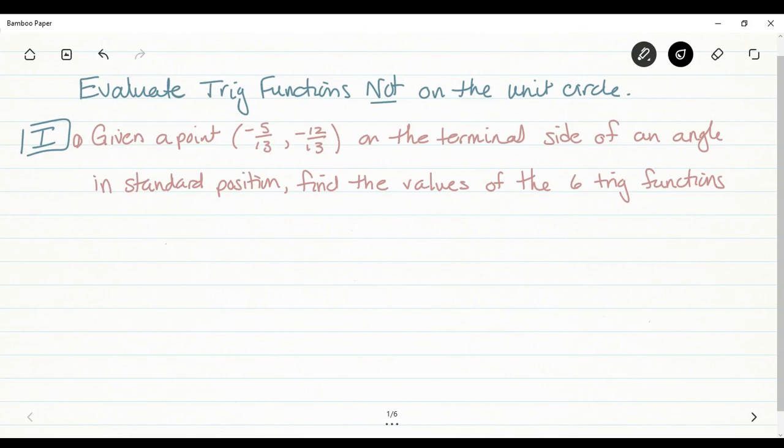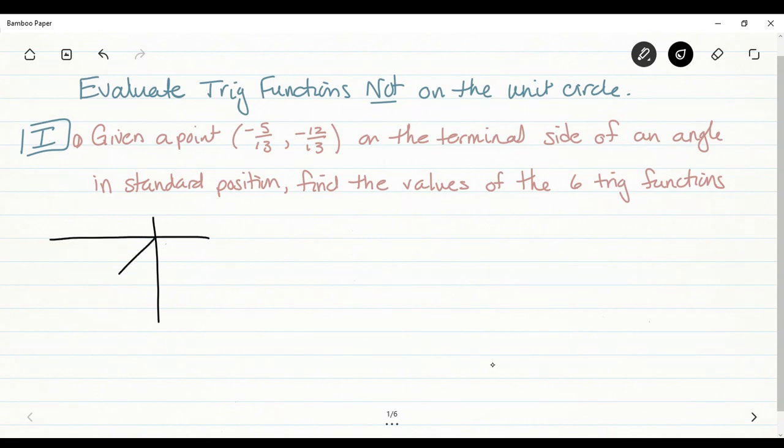In this video, we are looking to evaluate trig functions that aren't on the unit circle. We're given a point, negative 5/13, negative 12/13, and it's on the terminal side of an angle in standard position. We are going to be looking to find all the 6 remaining trig functions. So first, we're actually going to make a very rough sketch of this.